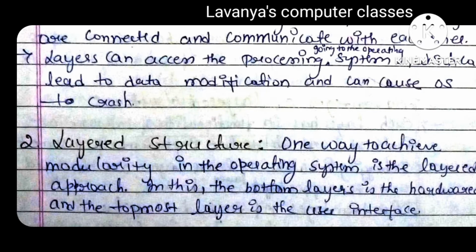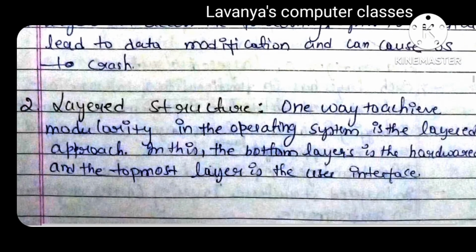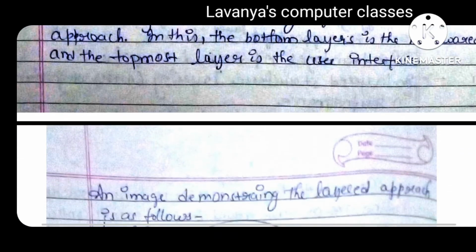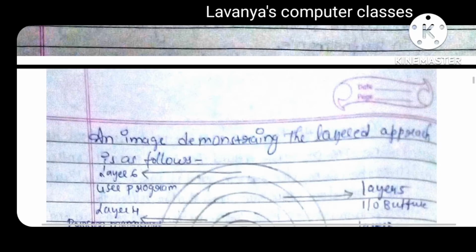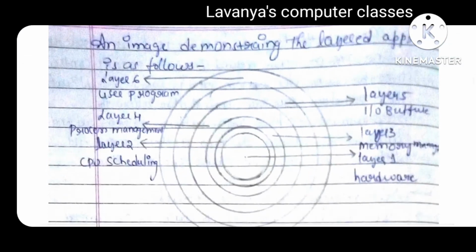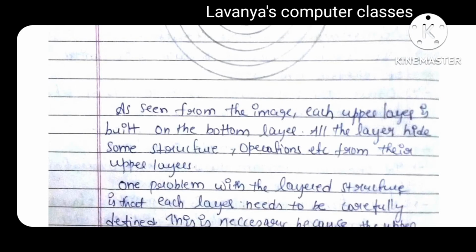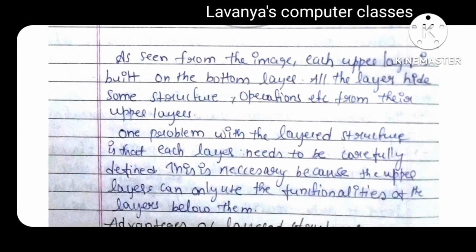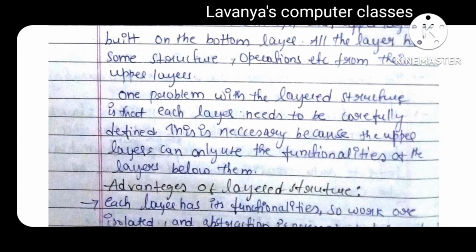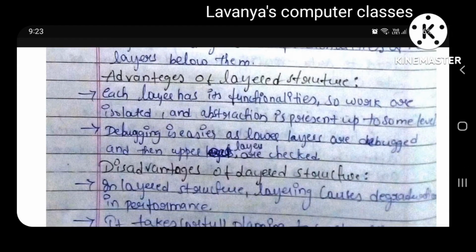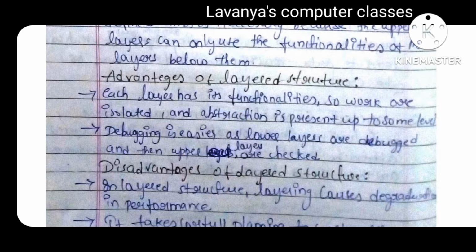This is layered structure of OS. This is the diagram of layered structure of OS. So what are the problems or disadvantages faced in simple structure? Everything is covered in layered structure. These are the advantages and disadvantages of layered structure of OS.